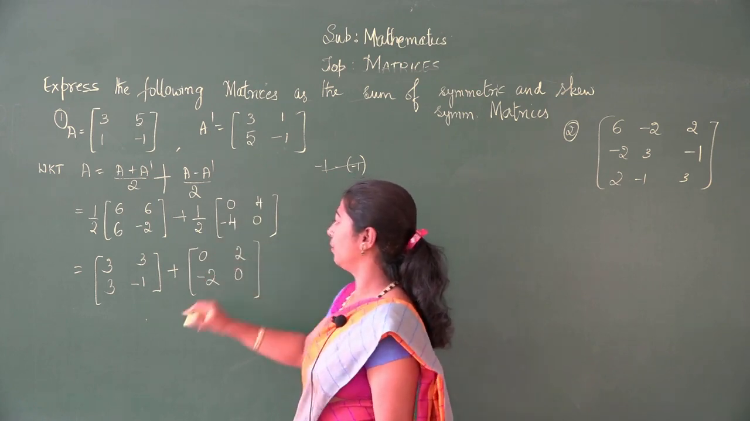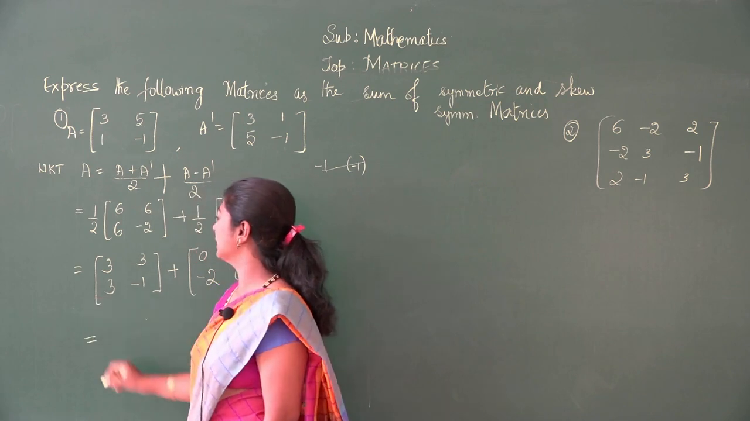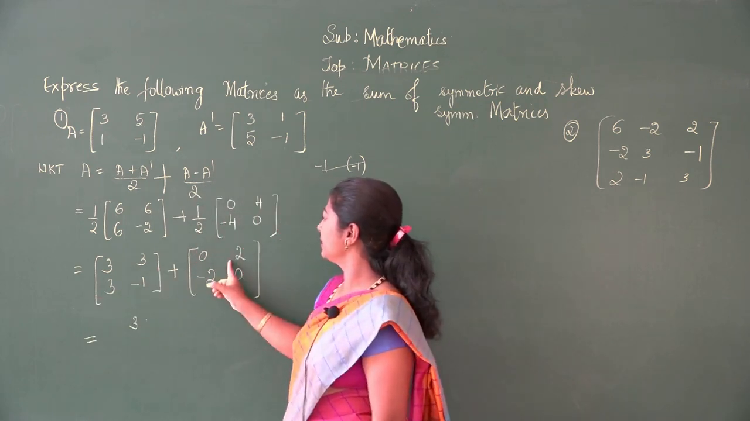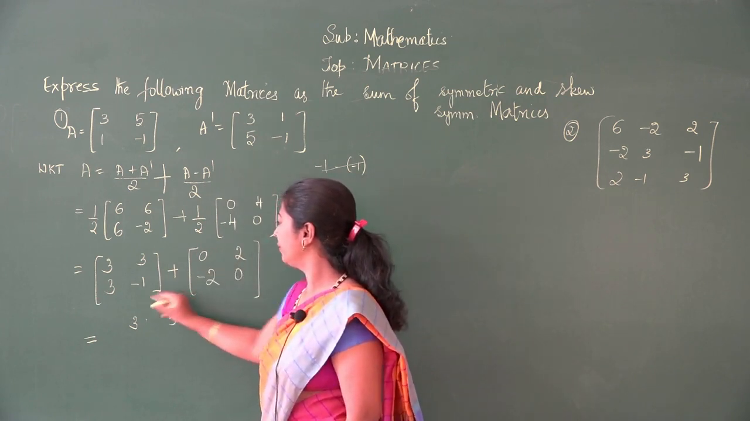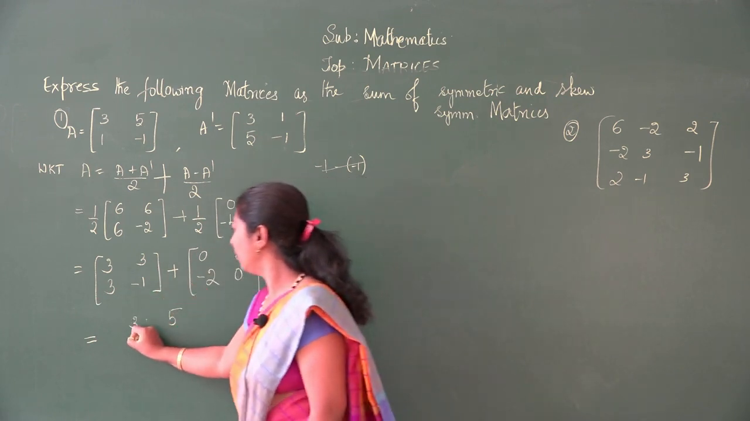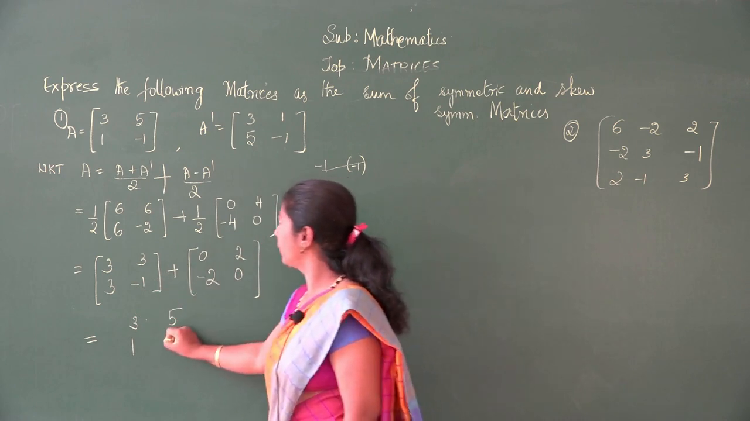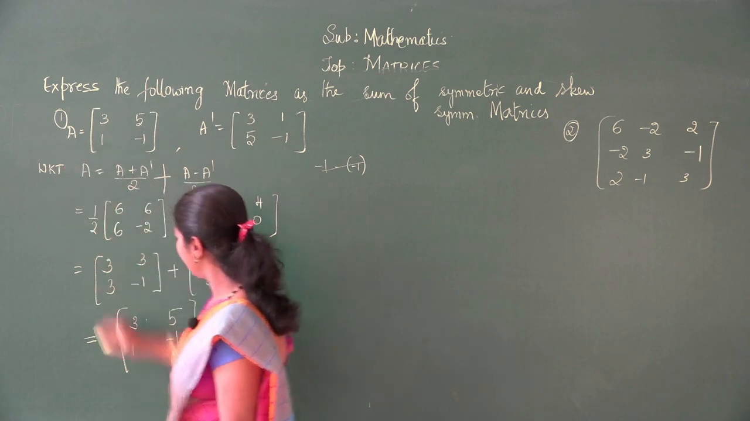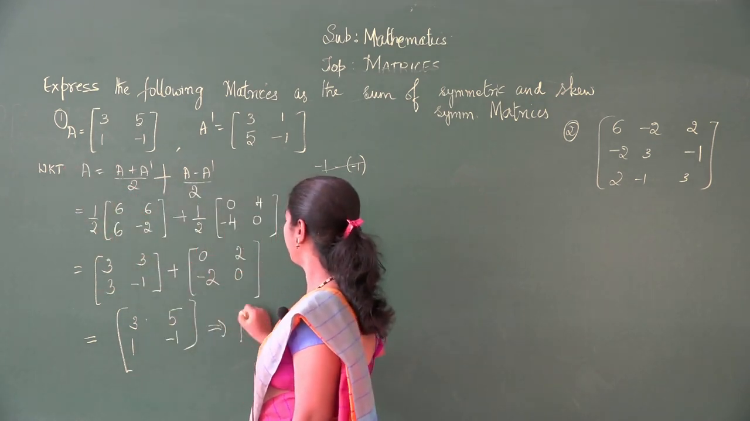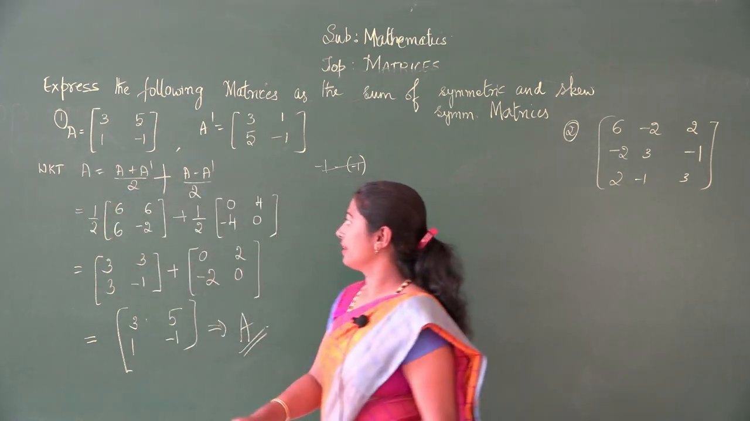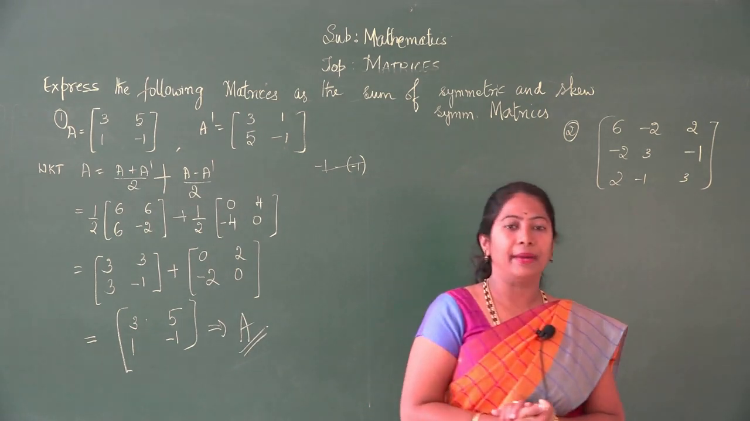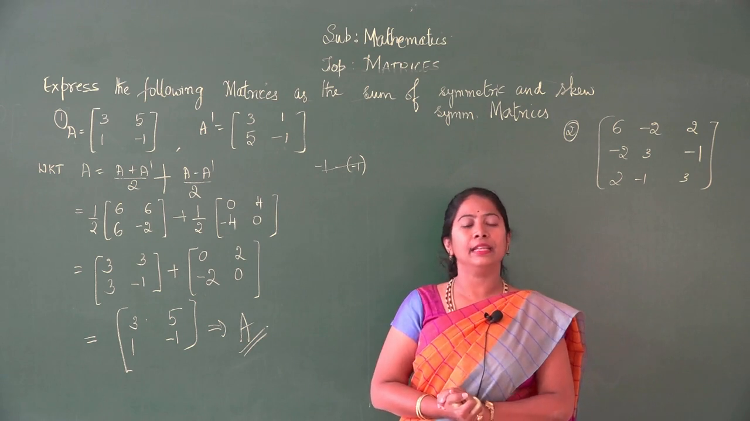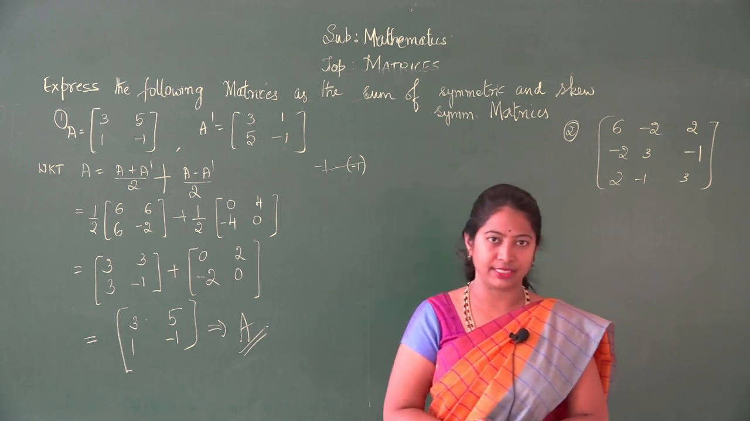This is 0. Now, you are supposed to add this. 3 plus 0 will be 3. 3 plus 2 will be 5. 3 minus 2 will be 1. Minus 1 plus 0 will be minus 1, which is nothing but matrix A. This is all about sum of symmetric and skew symmetric matrices.